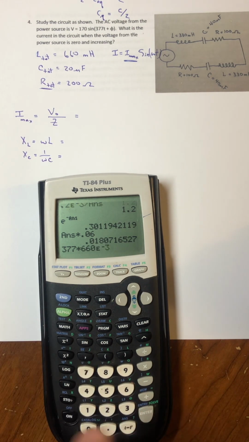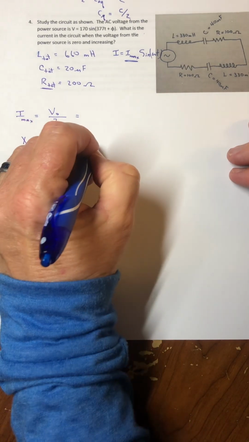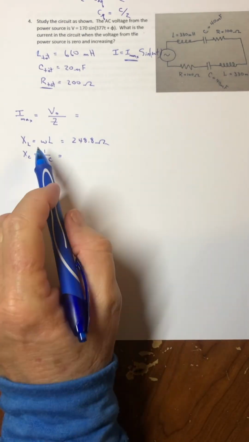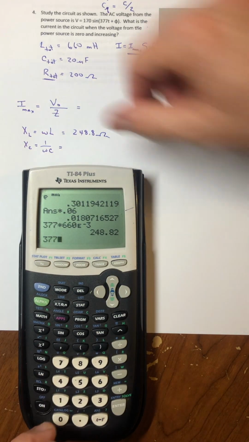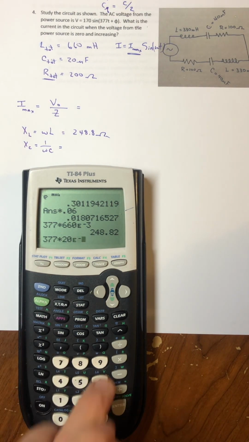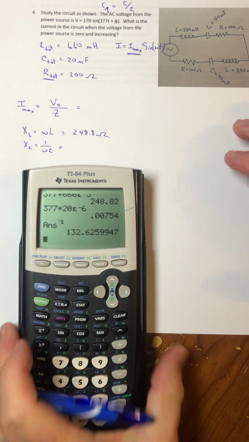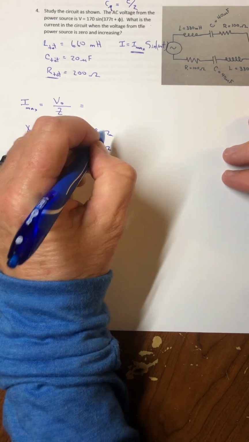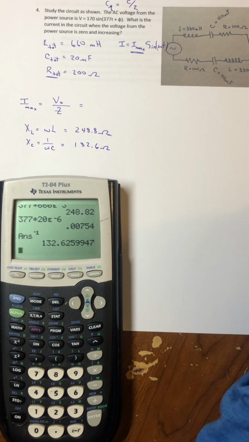So let's take 377 times the equivalent of 660 times 10 to the negative 3. And it looks like 248.8 ohms is the amount of reactance or opposition we get from the inductor. Whereas the capacitor, let me take the 377 and multiply it by the 20 micro, and then take its reciprocal, and it looks like I'm at 132.6 ohms for the reactance of the capacitor.